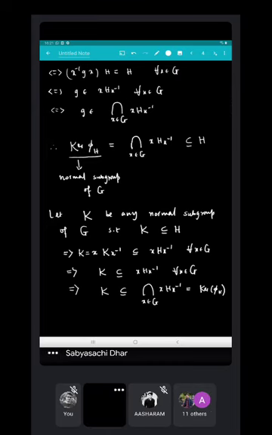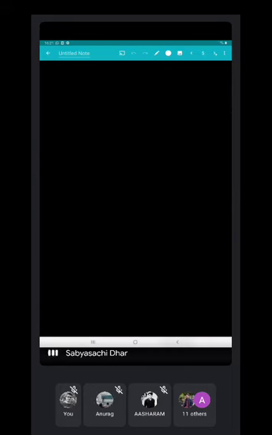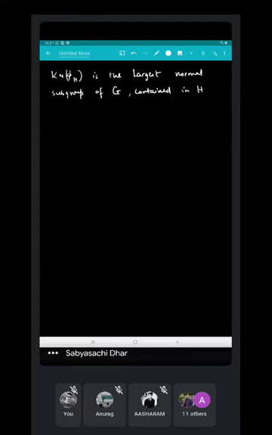So we have proved that the kernel of phi H is the largest normal subgroup of G contained in H. Okay. And it is in fact the statement of the generalized Cayley's theorem.